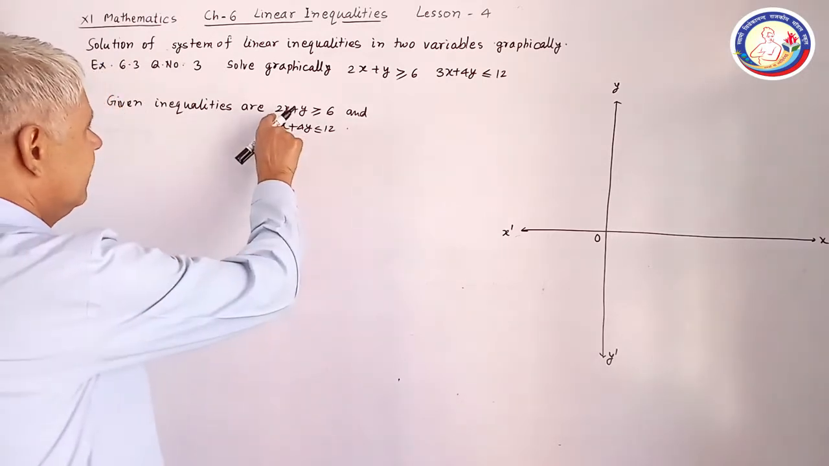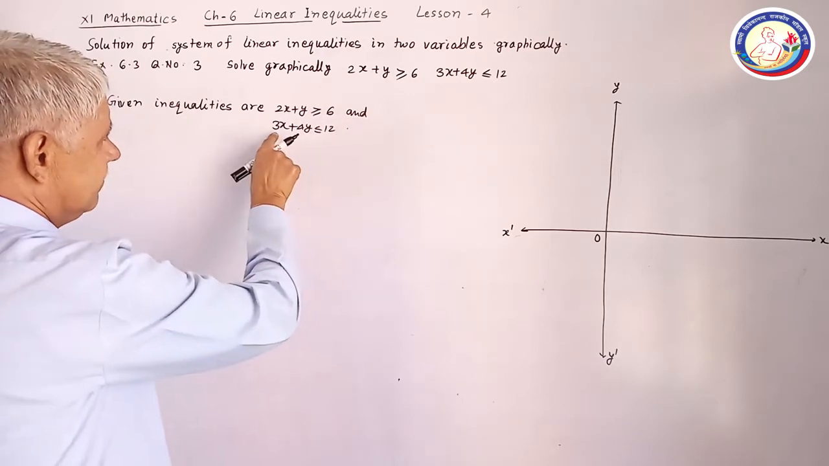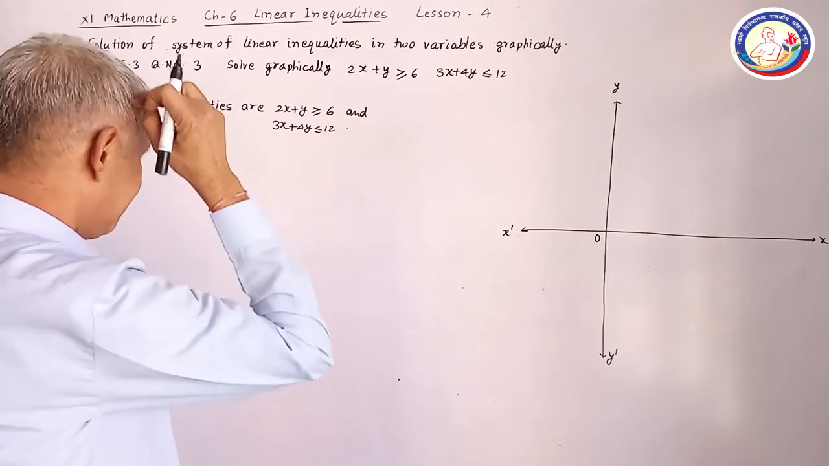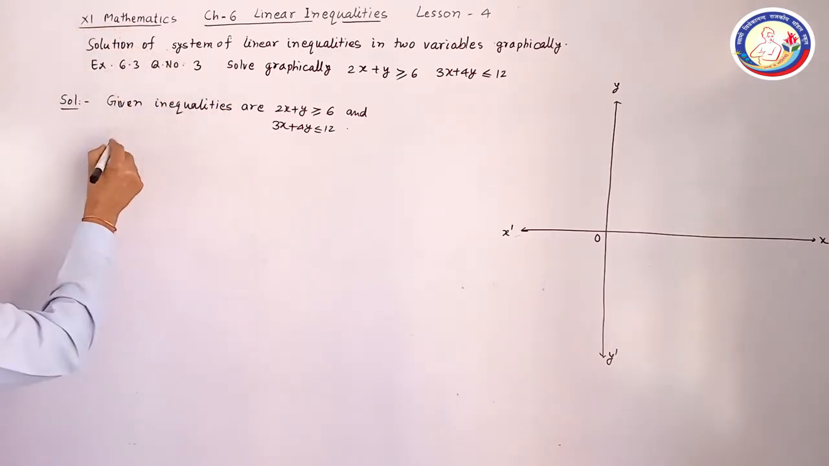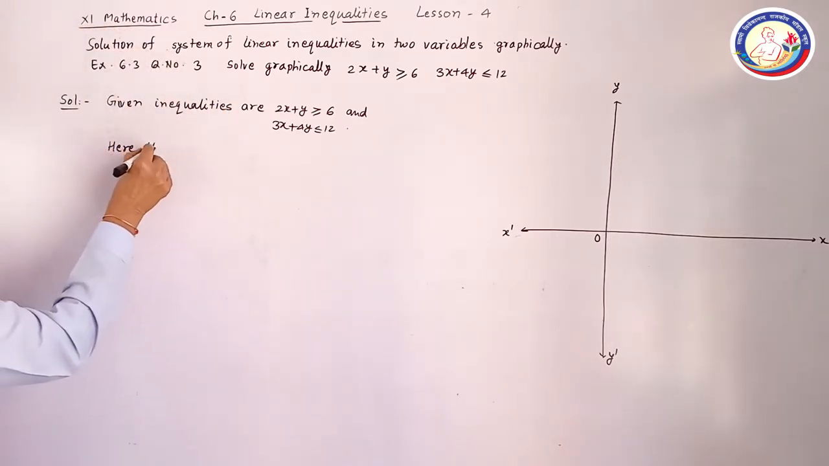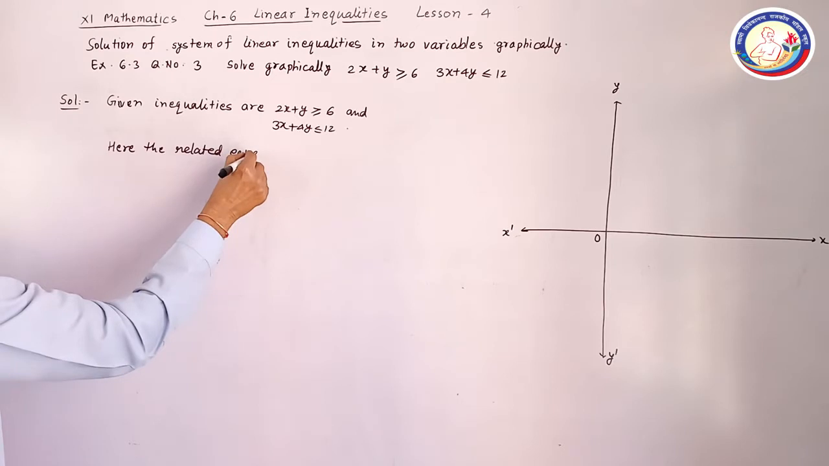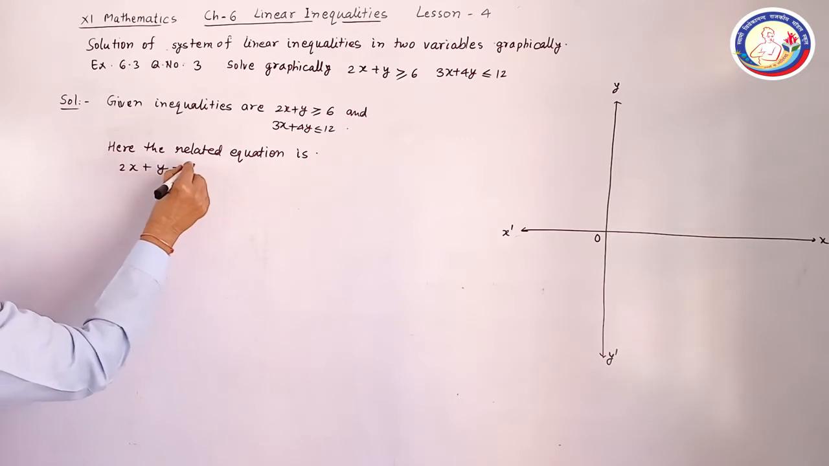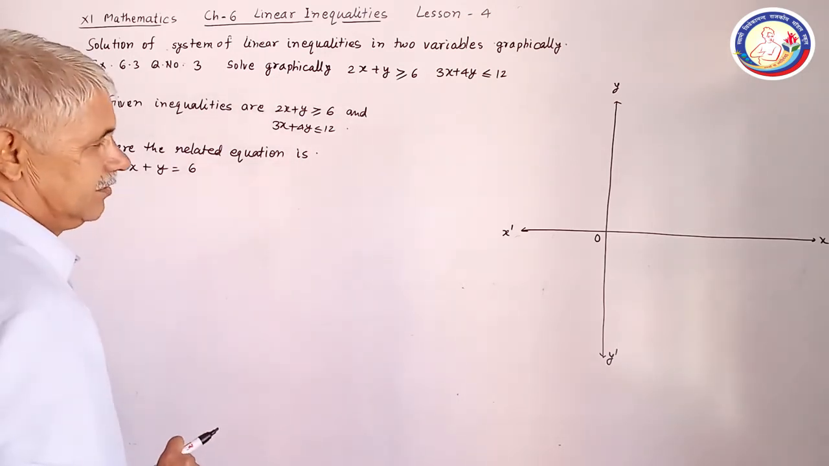So first of all we have to plot 2x plus y equal to 6, and then 3x plus 4y less than or equal to 12 on graph paper, changing them into equations. Here the related equation is 2x plus y equal to 6. Now what will be the graph of this line? We have to plot it on this Cartesian plane.